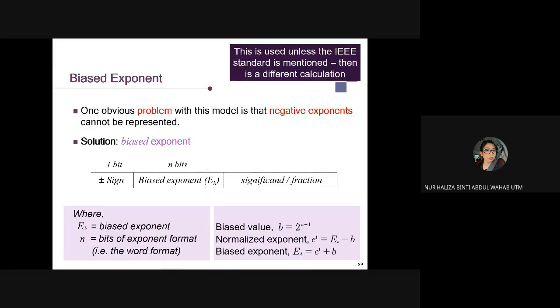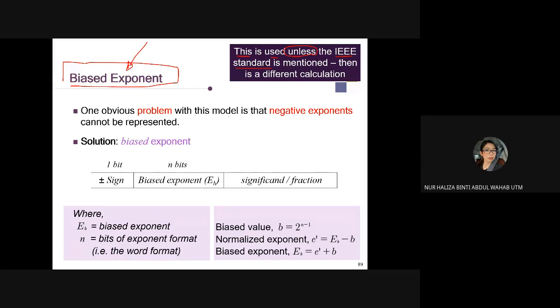Okay. So now we move to another subtopic under bias exponent. Unless the IEEE standard is mentioned, all the other methods are going to use the bias exponent method. So it's already mentioned: this method will be used unless your question states you need to use the IEEE standard. If it's not mentioned in the question, you're going to use the bias exponent method.